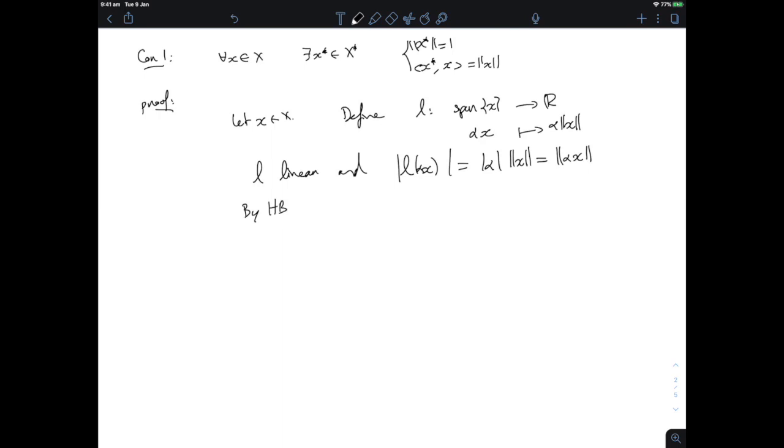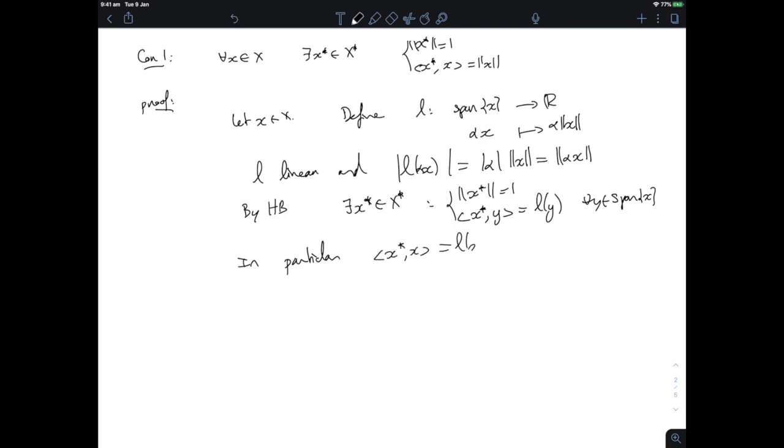So using Hahn-Banach, I can find an element x star in capital X star, which has norm 1 and which extends L. So x star of y is equal to L of y for all y in the span of x. So in particular, you have that x star of x is L of x. And what was L of x? Well, it was exactly designed to be norm of x.